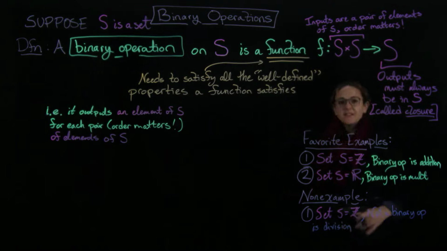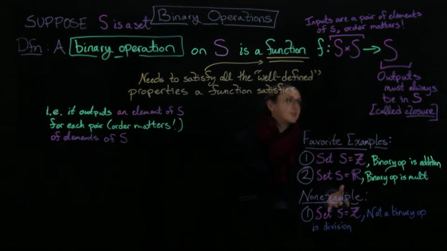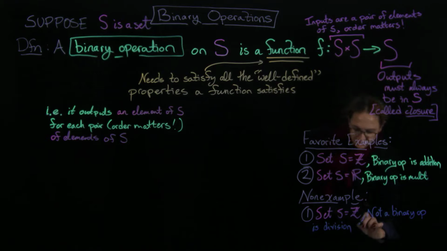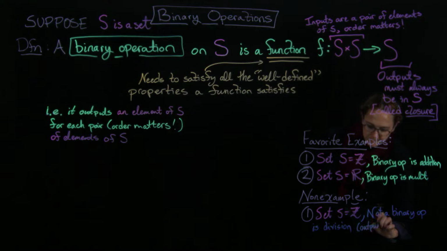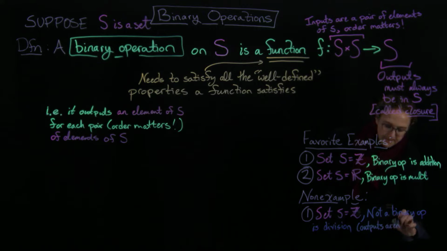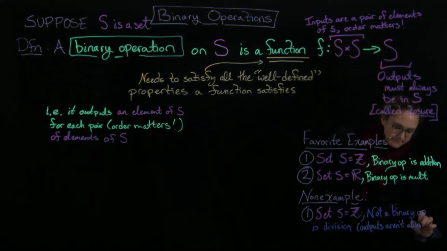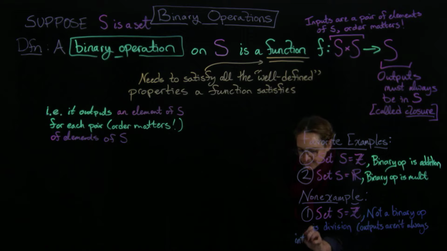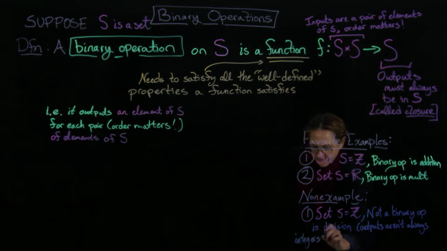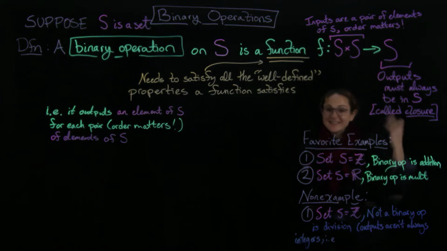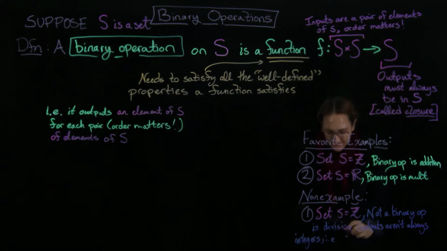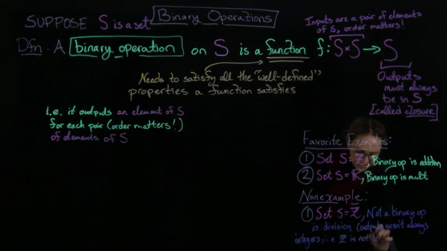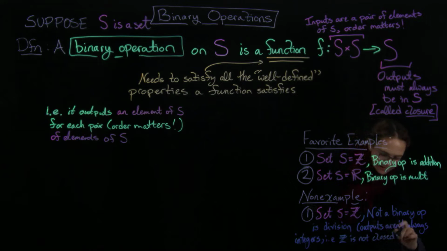We'd say the integers are not closed under division, and the reason is the outputs aren't always integers. That is, we would say it's not closed under division, i.e., Z, the integers, is not closed under division.